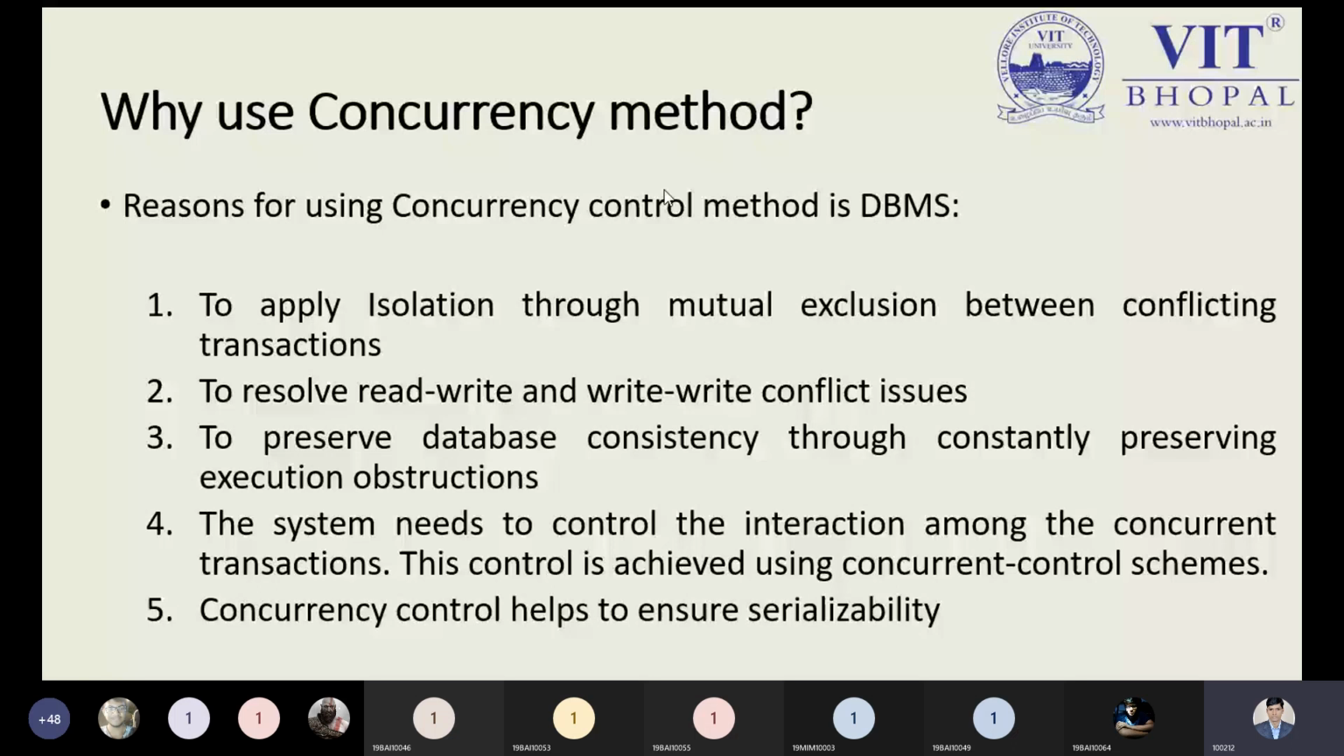Why concurrent execution? I'm repeating once again to all, concurrent execution is most important, because serial execution will keep the processor busy, and so resource utilization cannot be done in a proper way. If you want to work with the database, then the resources must be properly utilized by all the transactions. Definitely your transactions must follow concurrent execution.